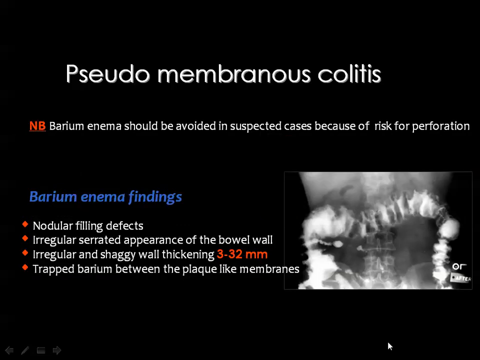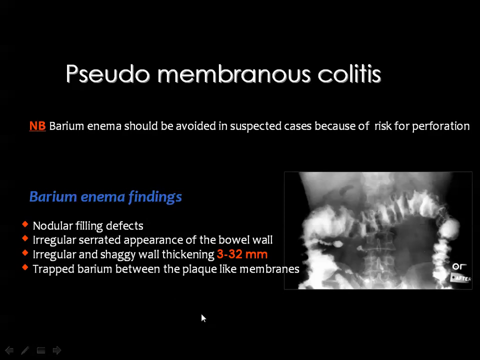Actually, it is not recommended to perform barium enema for patients suspected to have pseudomembranous colitis because of the risk of perforation. The colonic wall is inflamed and friable, and it may rupture. However, if barium enema is performed, you may see nodular filling defects, but more important, you see significant mucosal thickening, as you can see here, and also appreciable thickening of the affected segment of the colon.